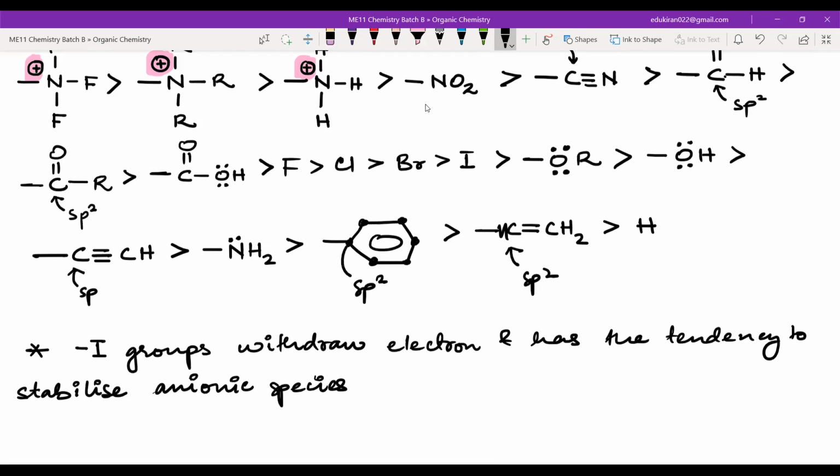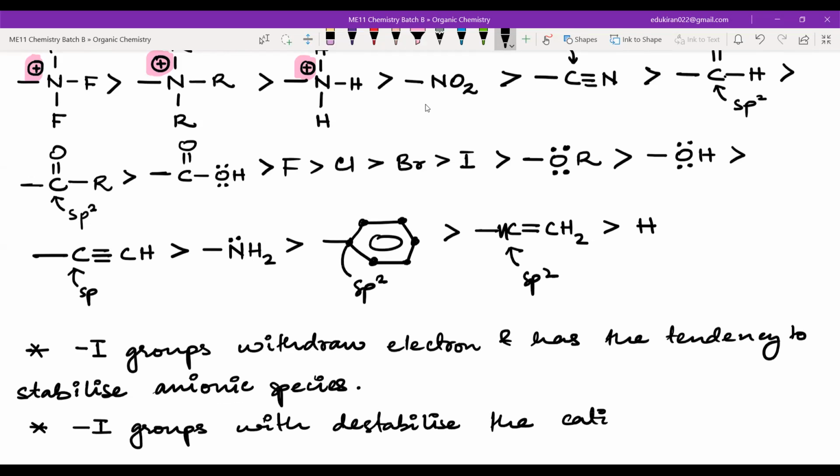Next thing that we can write is minus I groups will destabilize the cationic species. Now, since cations are already electron deficient, what is going to happen if the minus I groups are attracting electrons? Then the cationic species will get more and more electron deficient. That means the positive charge will increase. If charge increases, the stability decreases.